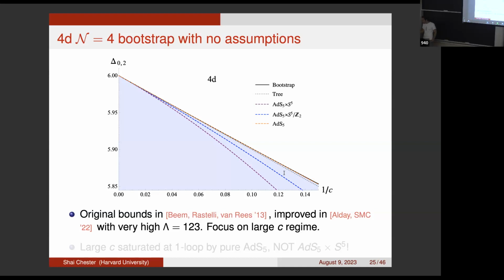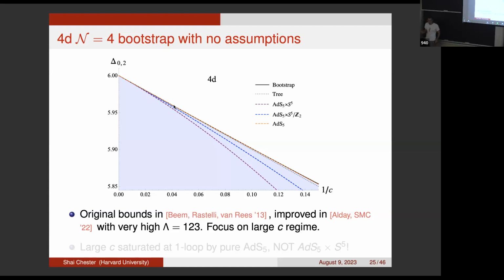This is just an improvement of bounds from Rastelli's original paper. We just went to much higher bootstrap precision. The black line is the bootstrap bound, and these various colored lines are predictions for specific theories. You can study n equals 4 super Yang-Mills in a large n expansion using Witten diagrams. The leading large n, or large c, is what you would get just from tree-level supergravity. That is actually universal to any theory with an AdS5 factor, so it doesn't care about the compact space factor. That's what this gray line is. It's a line because it's just linear. What's nice is that at very large n, you see that this gray line is right on the boundary of the bootstrap bound, which is something which didn't have to happen.